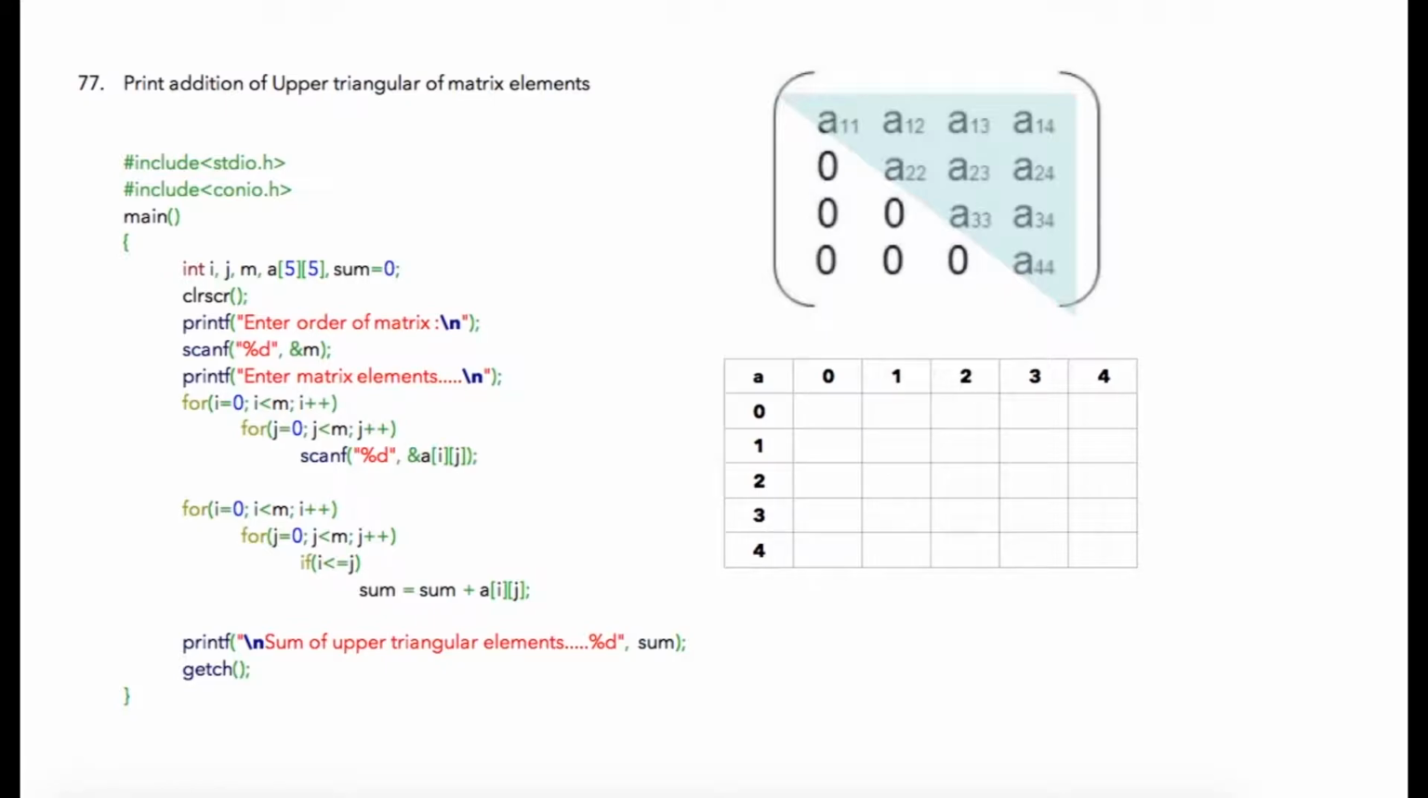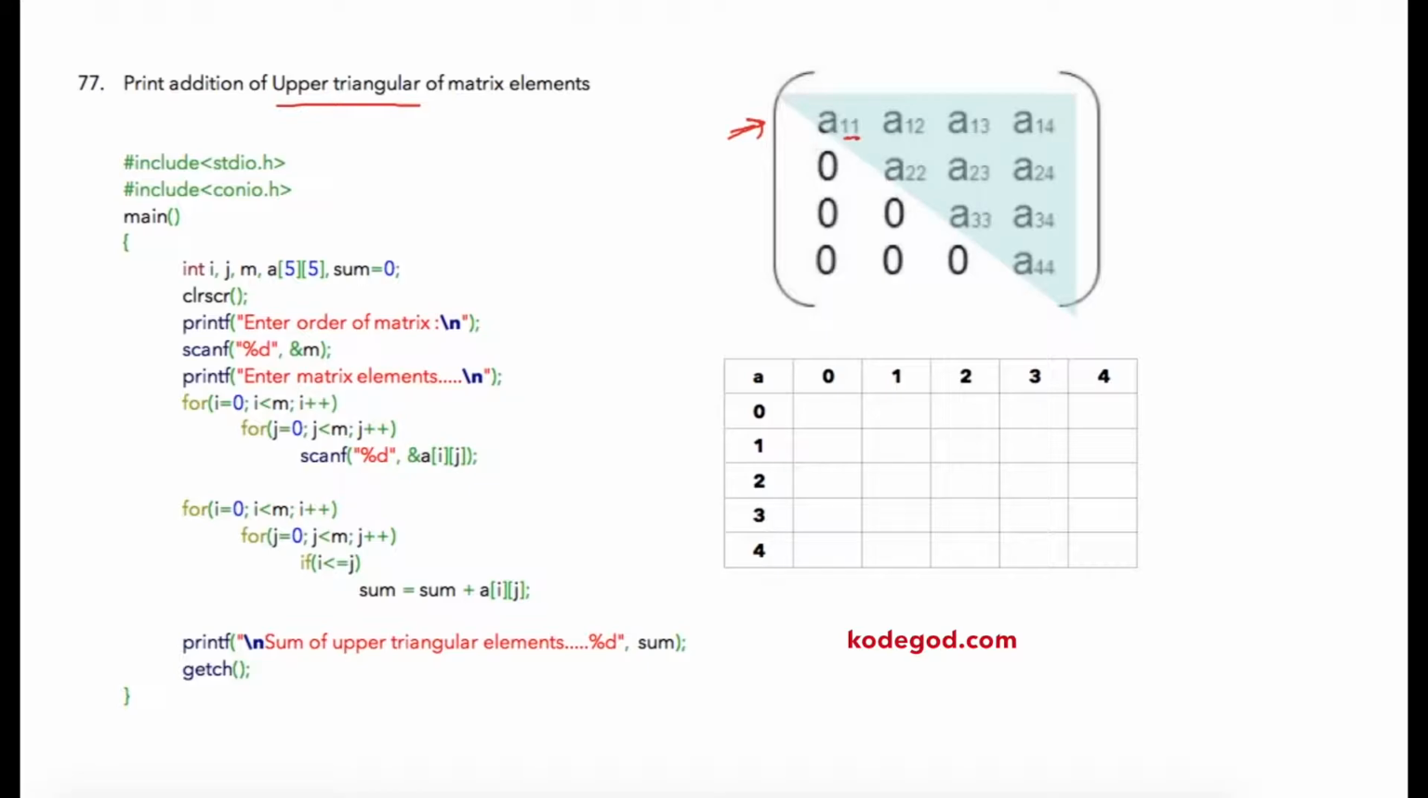In this lecture, we are going to find the addition of the upper triangular of a given matrix. So in this image, the area highlighted in light green color is the upper triangular matrix. If you notice, a very important pattern with respect to rows and columns is that all the row numbers are less than or equal to the column number.